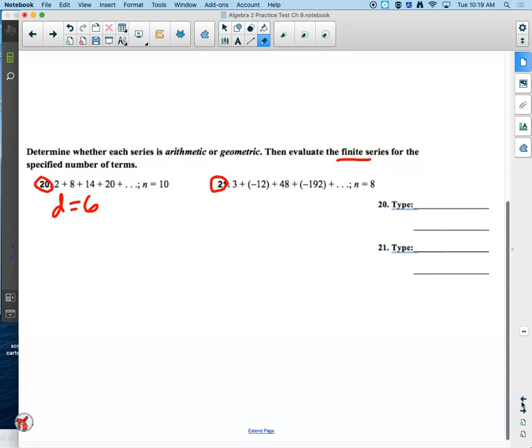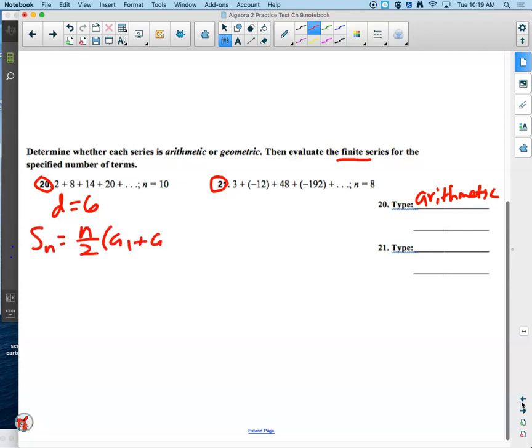Uh-oh. Put the eraser back in the wrong slot. What formula should we use? Gauss's. S sub n equals n over 2 times a sub 1 plus a sub n. Well, let's get to work and see if we have all the stuff we need.